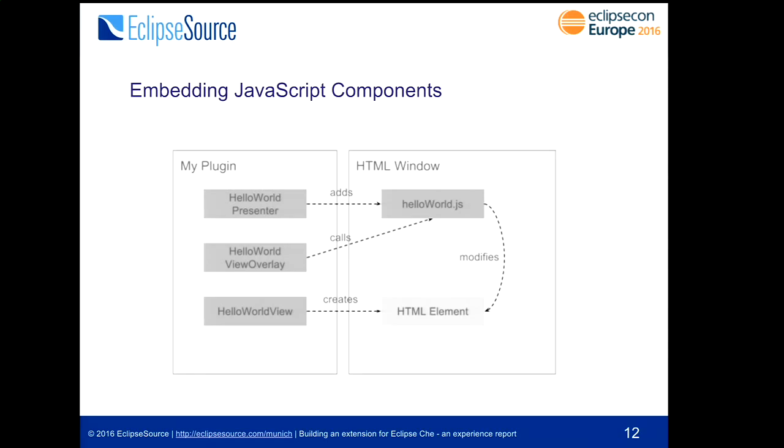Now we have a class that we call Hello World Presenter. This one calls a simple JavaScript file that's actually supported in Grid. So in Grid you write your stuff in Java, but you can call JavaScript from within there. And now this JavaScript modifies this HTML element, the placeholder, and there you can add whatever you want.